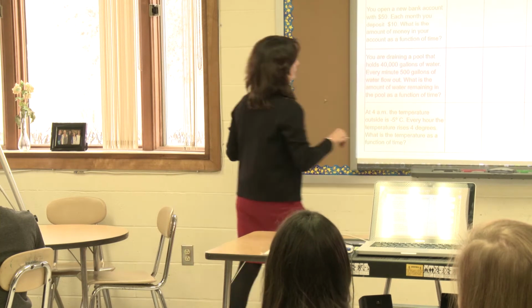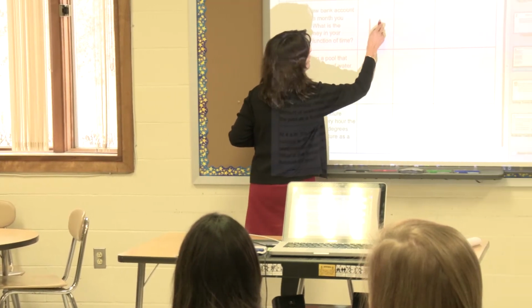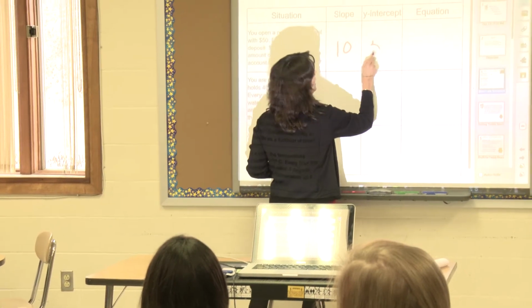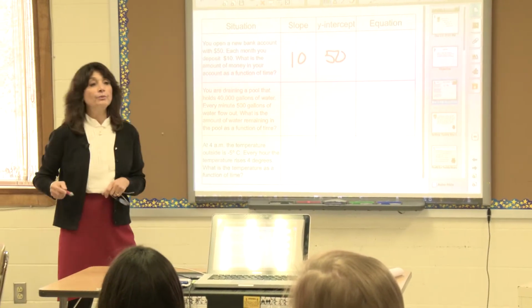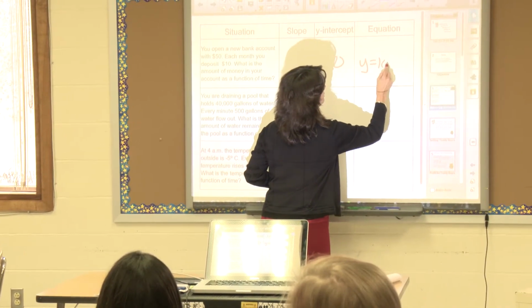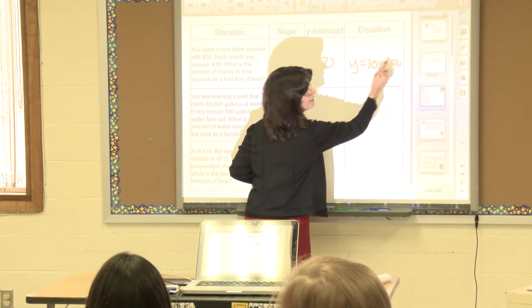Jason? 10. Okay, so the slope is 10. And Jason, what's the y-intercept in this case? 50. And if I asked you to write an equation for this, what would it be, Jason? Y equals 10x plus 50. Good. Y equals 10x plus 50. Everyone fine with that one?